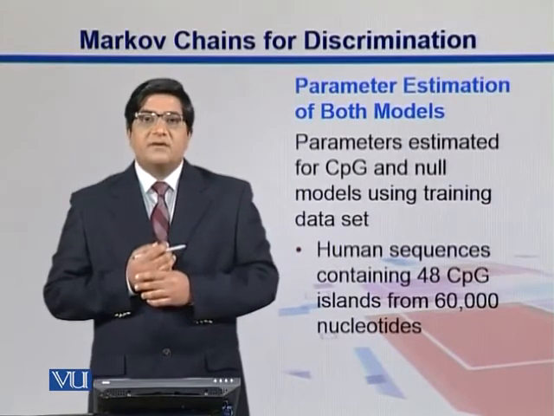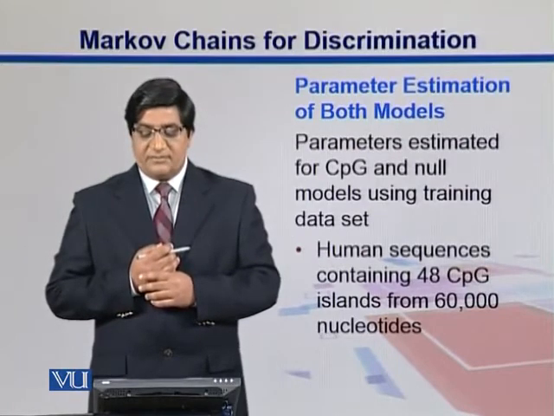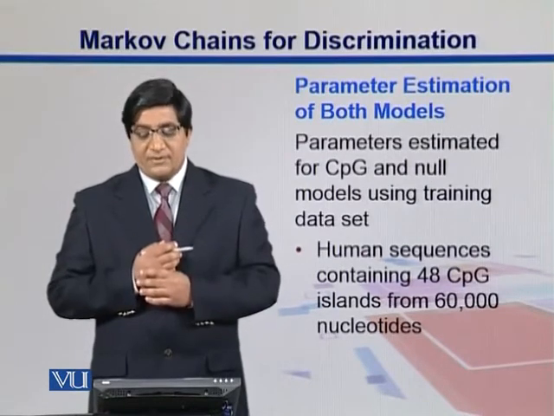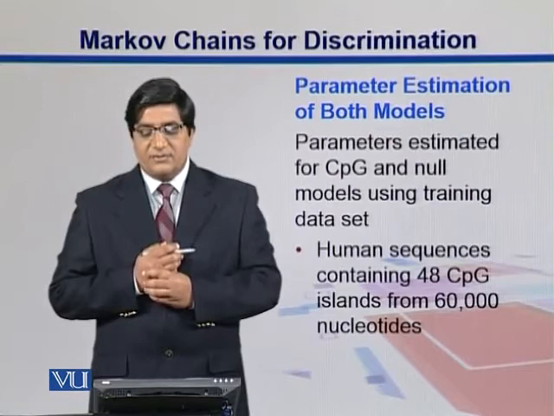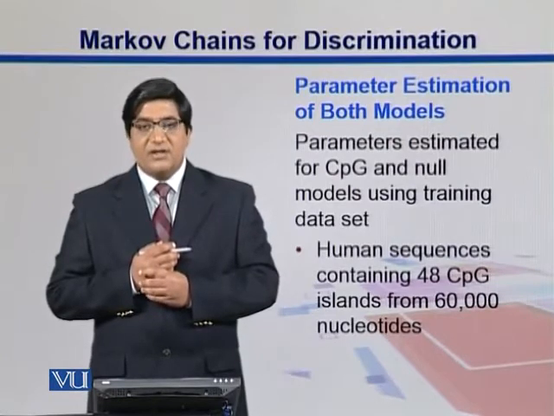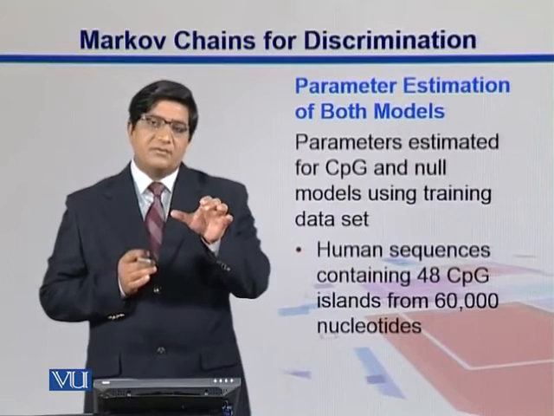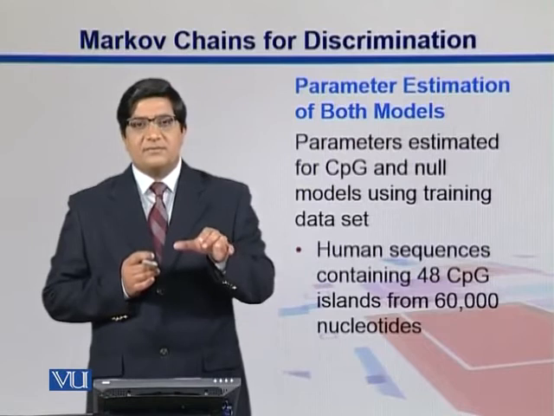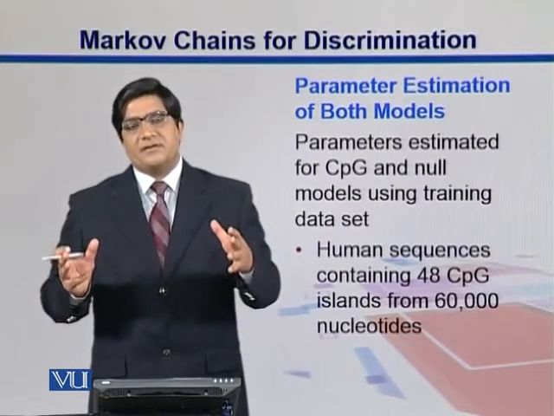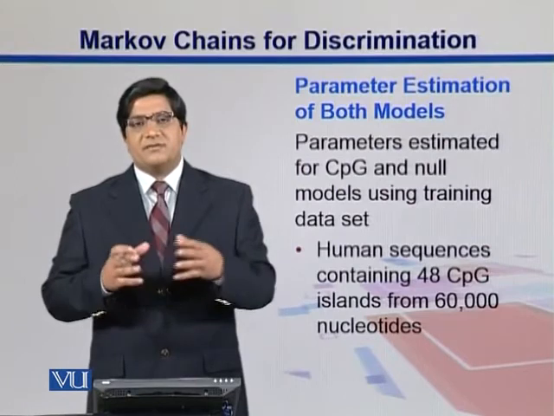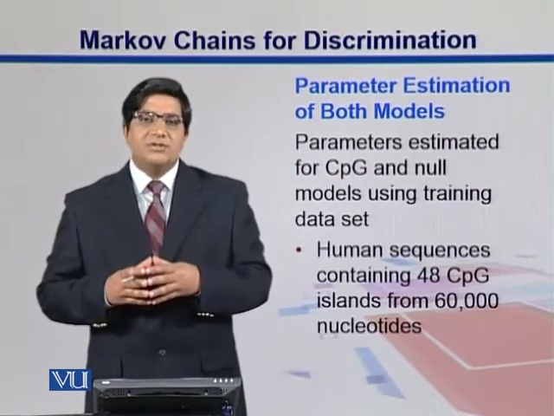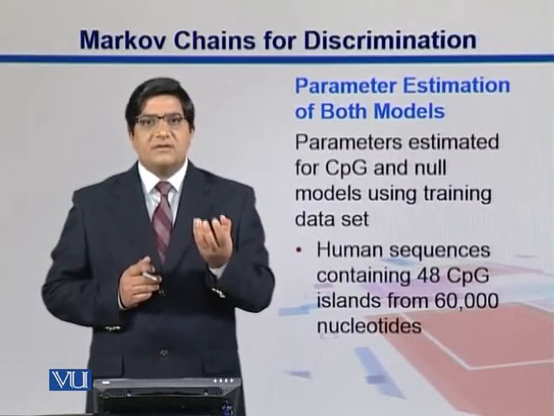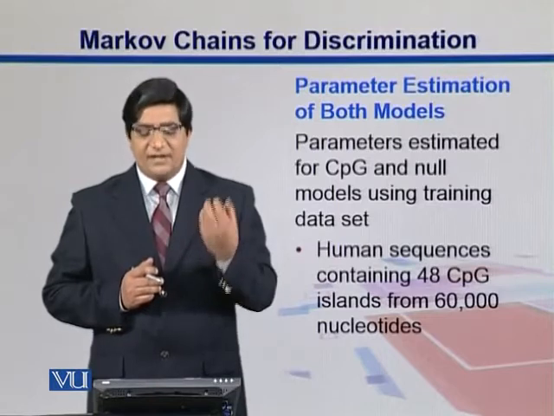We calculate the parameters for both of them. The data in this example I got from Durbin's book, which is one of our textbooks. They took human sequences containing 48 CpG islands. The regions where CpGs are enriched we call CpG islands. Remember, there is a whole ocean and a small piece of land within that ocean, which is called an island. In the same way, the whole genome is really big, but there are some places where CpGs are concentrated, so we call them CpG islands.